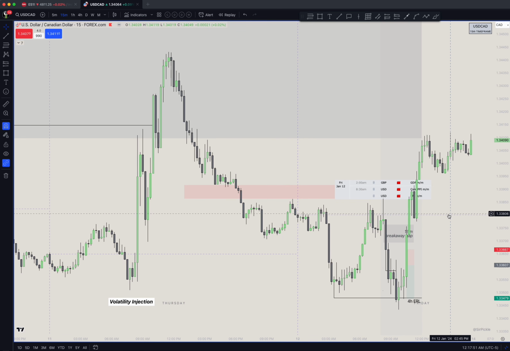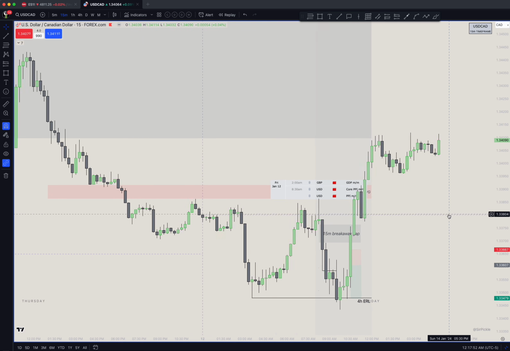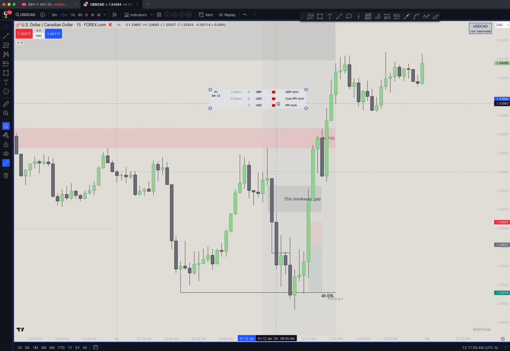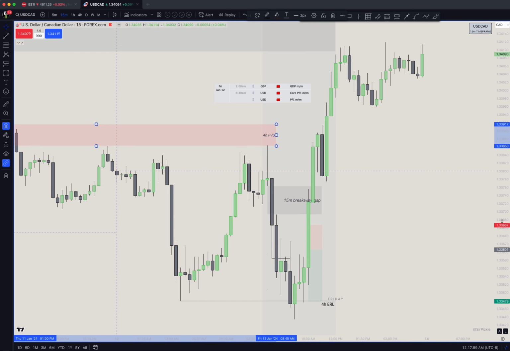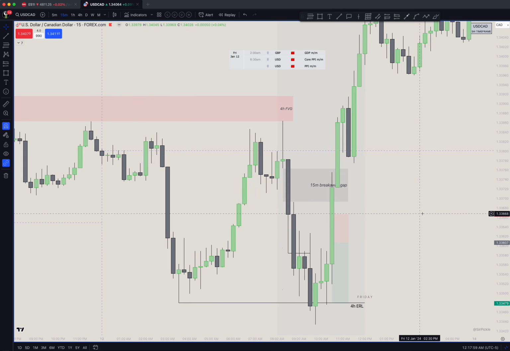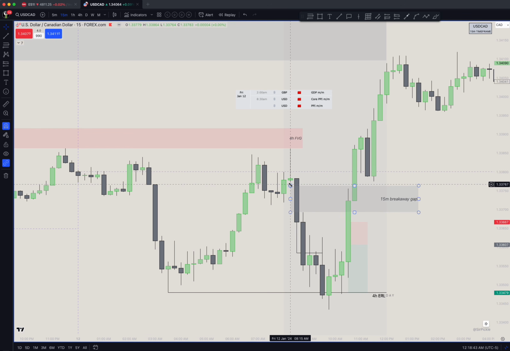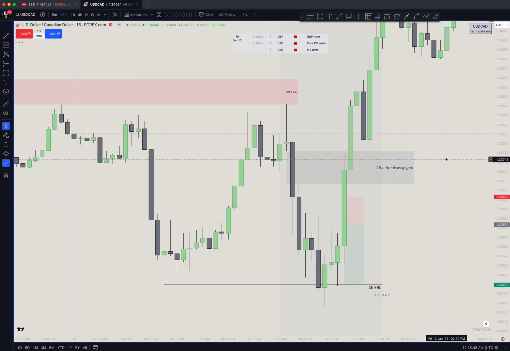Okay, so going into Friday, which is right here, we had that 4-hour fair value gap, remember? Now, all we're looking for is a 15-minute fair value gap. So here's that 15-minute displacement via a fair value gap. I'm looking out of that 4-hour fair value gap, okay?